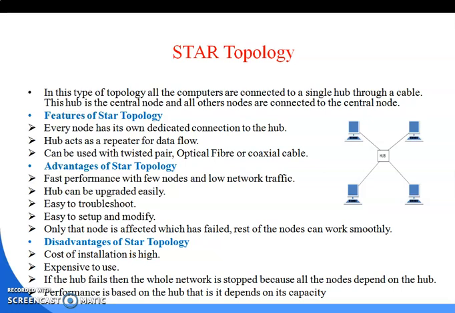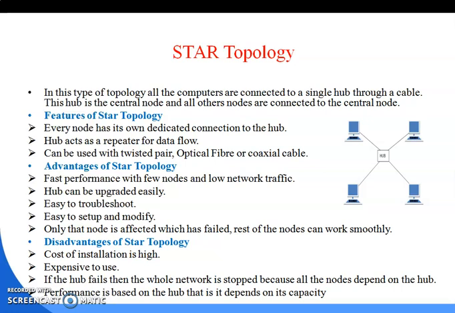The hub acts as a repeater for data flow, and can be used with twisted pair, optical fiber or coaxial cable. So you can use twisted pair cables, you can use optical fiber cables, you can use coaxial cables. Different types of cables are used.